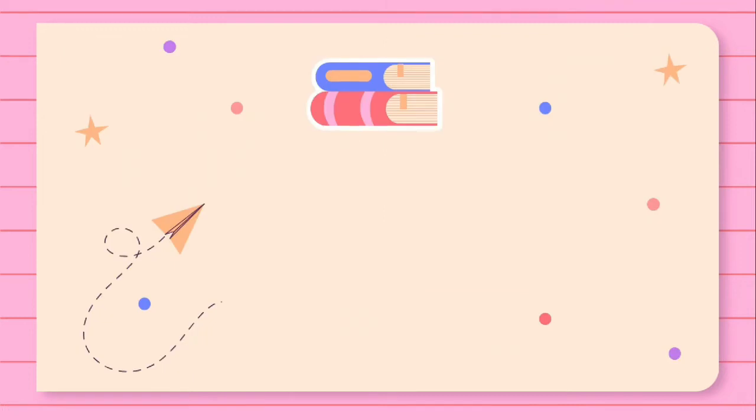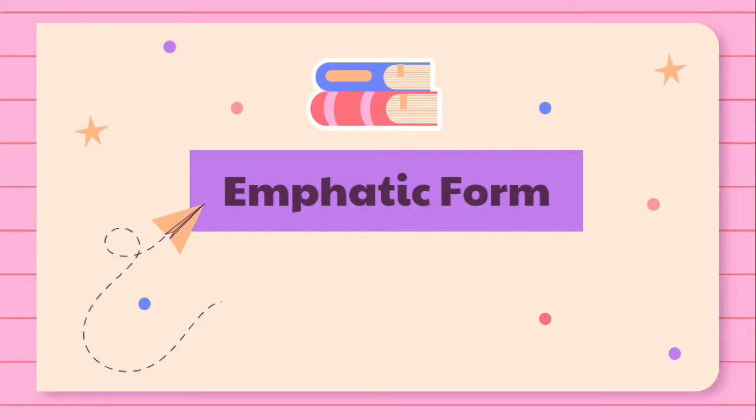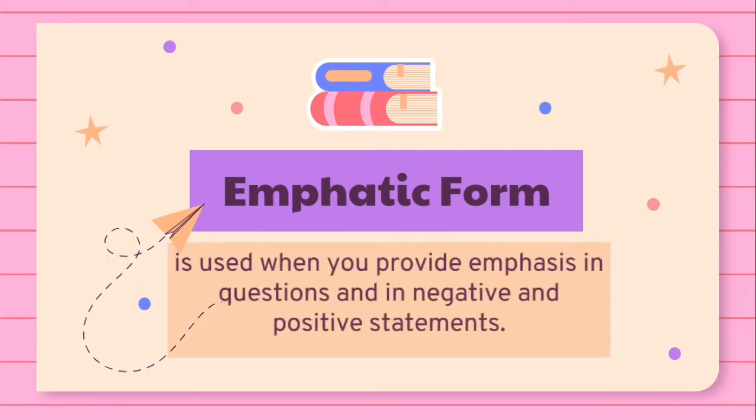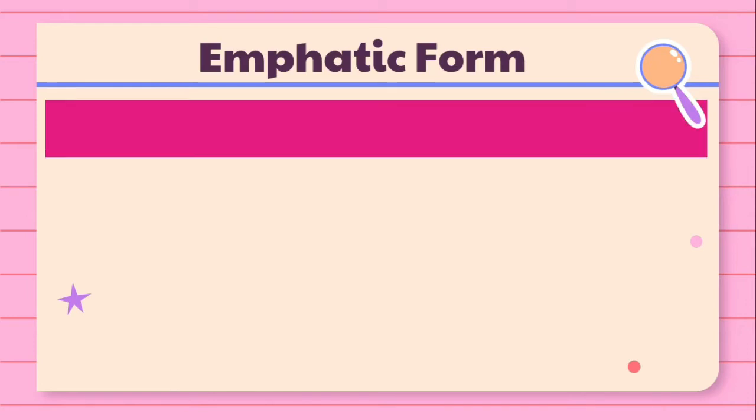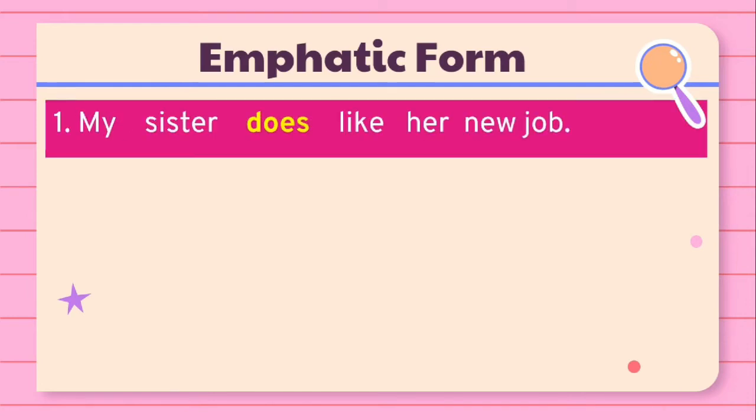Let's move on to the second form of the present tense. We have the emphatic form. So it is used when you provide emphasis in questions and in negative and positive statements. Let us look at the given examples. Let's have sentence 1. My sister does like her new job. So in this sentence, we are using does. So take note of the verb that follows right after does. So it is actually on its base form.